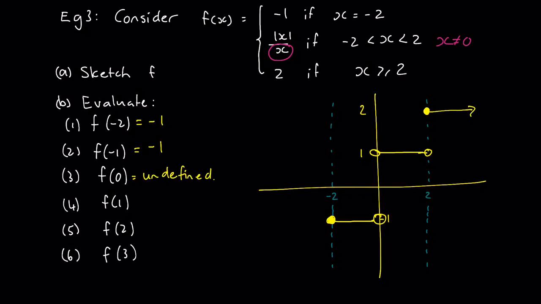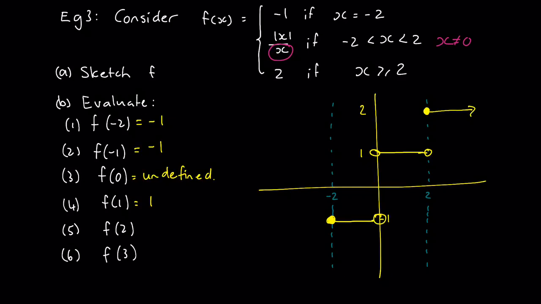Right, question 4, f of 1. +1 is somewhere here in between 0 and 2 on the x-axis, which means it's on this straight line, which is defined as y equals +1. Right, so f of 1 is equal to +1.